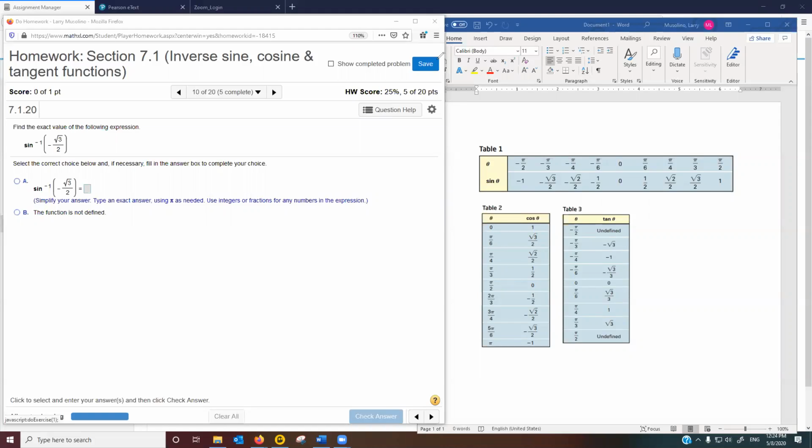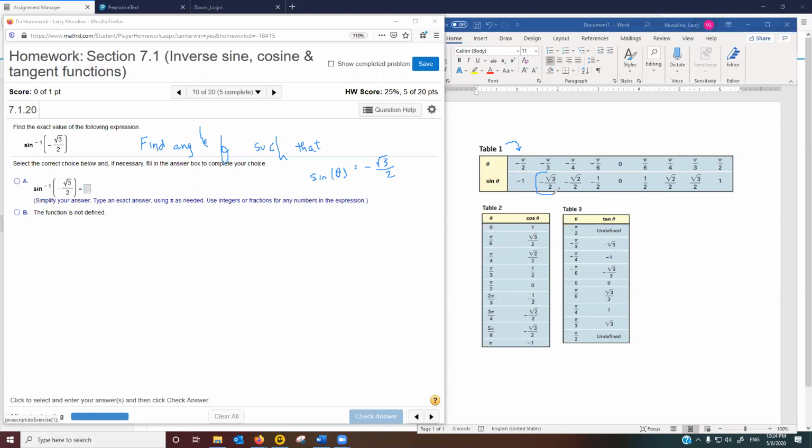All right, well, again, what this question is asking me is find the angle theta such that the sine of this angle theta is negative square root of 3 over 2. And remember, my only allowed answer has to be in the interval from negative pi over 2 to positive pi over 2. Well, I'm going to go to table 1, and I'm going to look up, where is the sine equal to negative square root of 3 over 2?